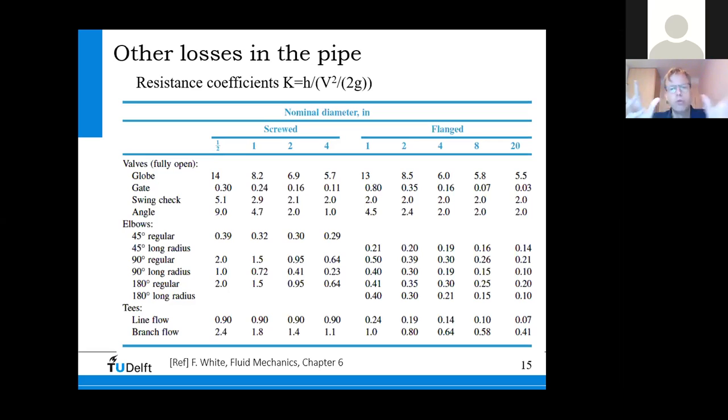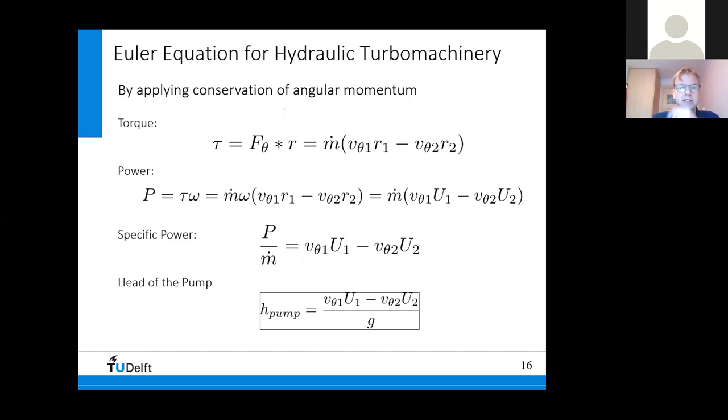And what really happens in designing such a piping system is you make a system of all these losses, and then you can calculate the pressure drop, and that way you can calculate the head that's required by, for example, a pump to pump the fluid through the system. So this way you can calculate that.